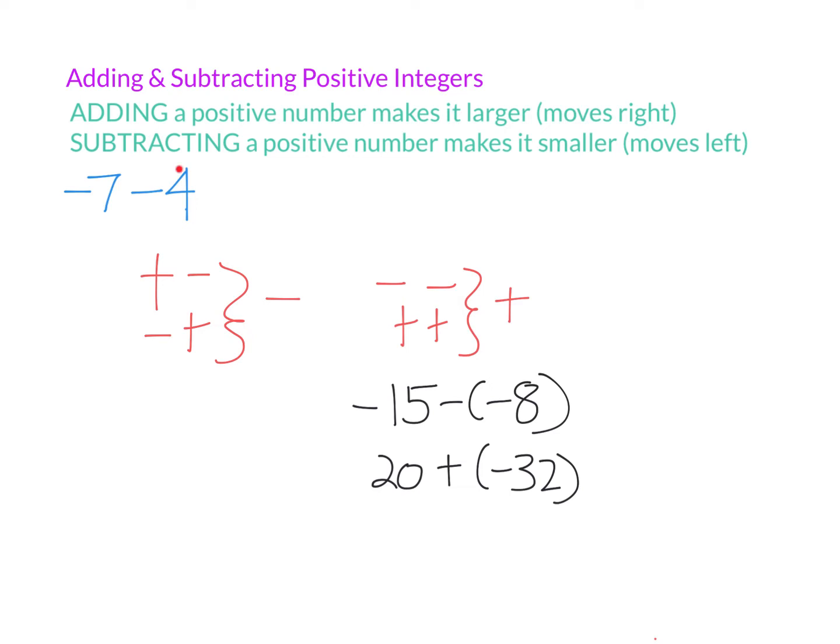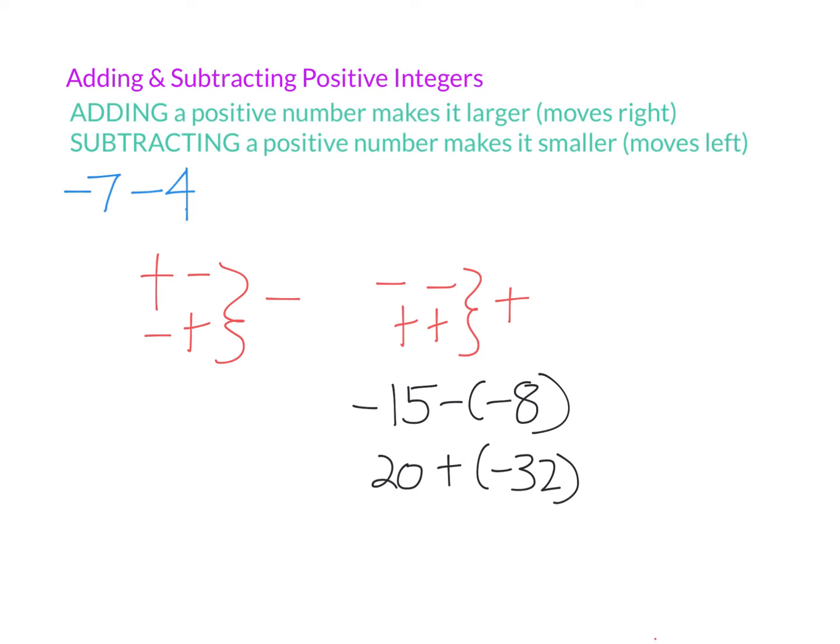Well, we need to be able to do calculations like this with negative numbers. Negative 7 minus 4. So many people tell me the answer to this would be negative 3. But negative 3 is actually larger than what I started with. My answer needs to be smaller than what I started with because I'm subtracting 4. So what do I mean by moves right or moves left?